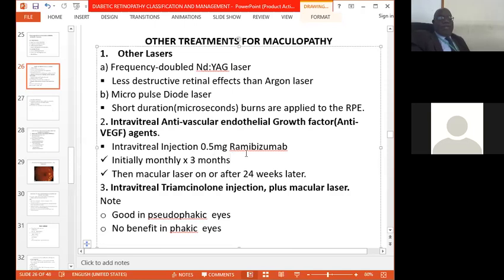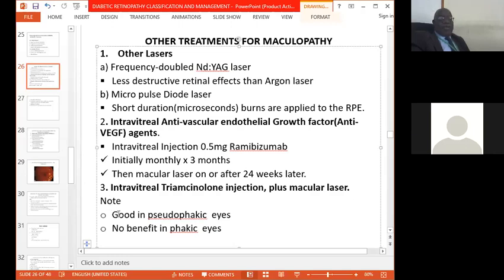0.5 milligrams of ranibizumab. Initially, every 3 months you give a dose. Then after 24 weeks, you look at whether you can go for macular laser. Intravitreal triamcinolone injection plus macular laser can also help.